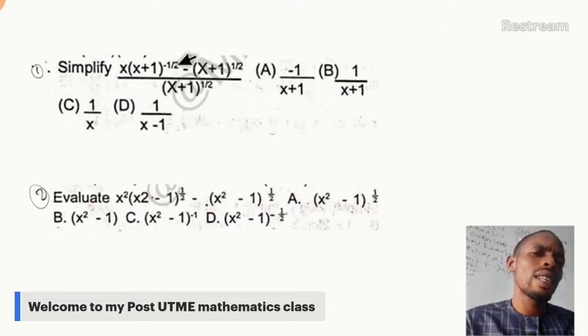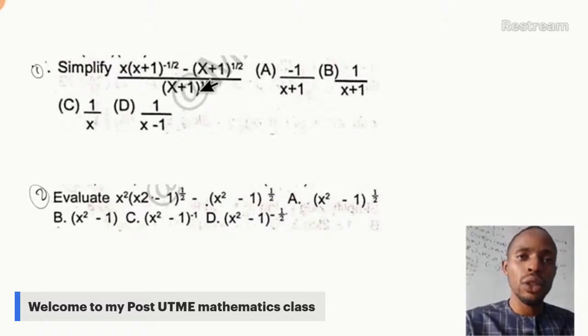When it's a question like this, how do you solve it? Let me break it down how you can solve it. I won't rush you, because I want to break it down so that whenever you see a question like this, you are able to solve it. So let's start from this place. This part here has a negative, which is a form of a negative index.